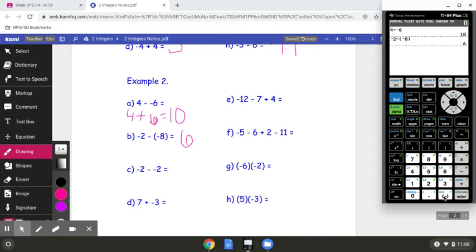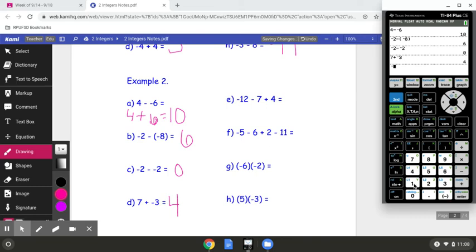Here, same thing, type it in the calculator, practice this. You are allowed to use this calculator whenever you want, right? So you're going to type it exactly how you see it. Notice in your calculator screen, the negative and the subtraction symbol do look different. So you want to make sure you know the difference between them. So 7 plus a negative 3 is a 4.